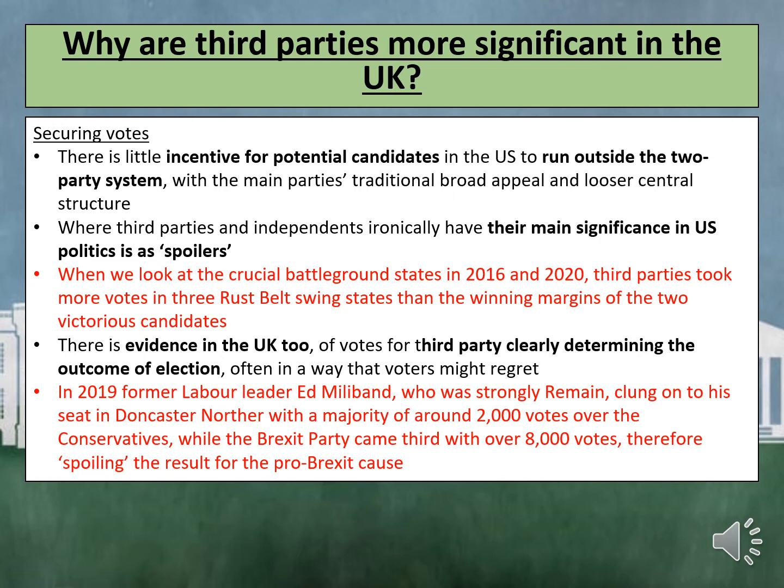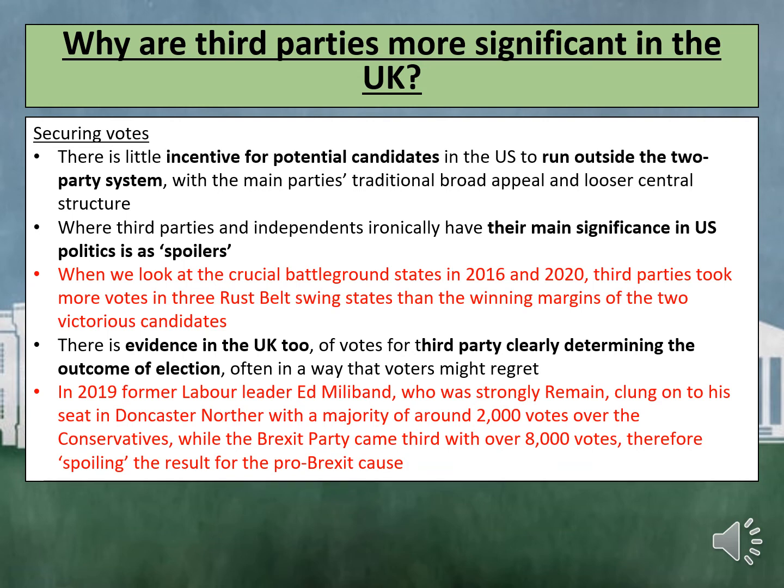The highest profile example of this occurred in the 2000 presidential election, when Green candidate Ralph Nader won enough left-leaning votes in Florida to spoil the chances of Democrat Al Gore, leaving George W. Bush to take the presidency. When we look at the crucial battleground states in the 2016 and 2020 elections, third parties took more votes in three Rust Belt swing states than the winning margins of the two victorious candidates.